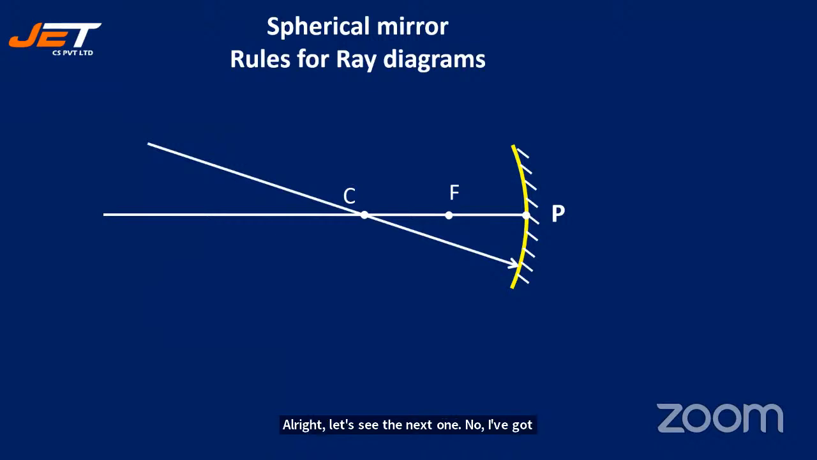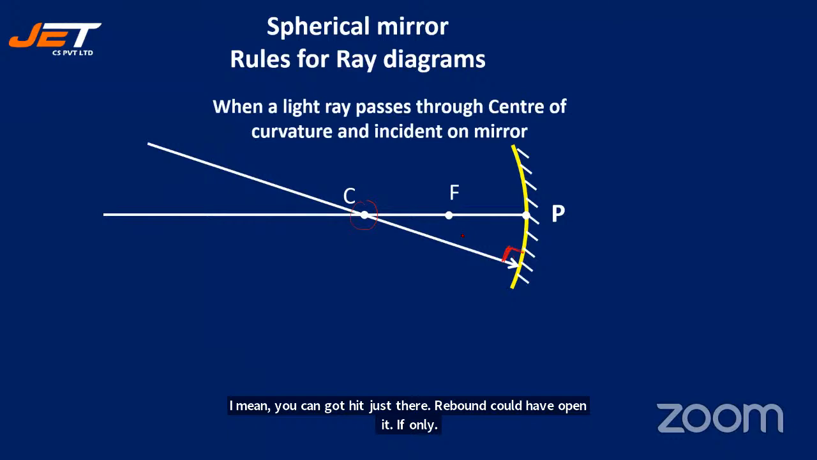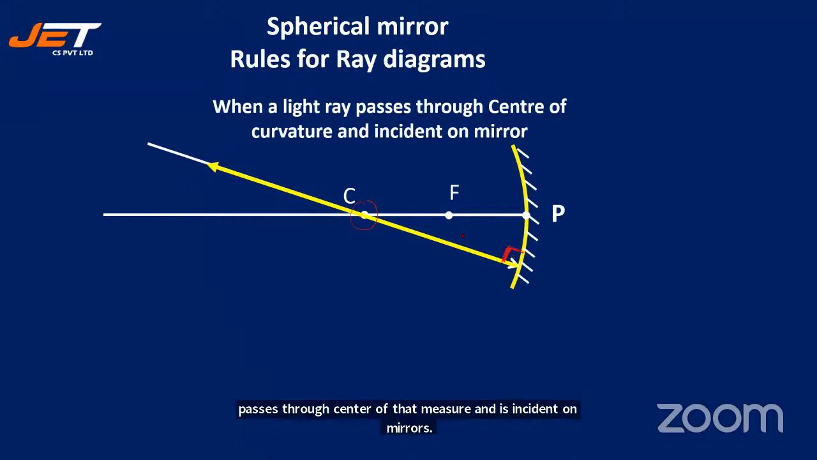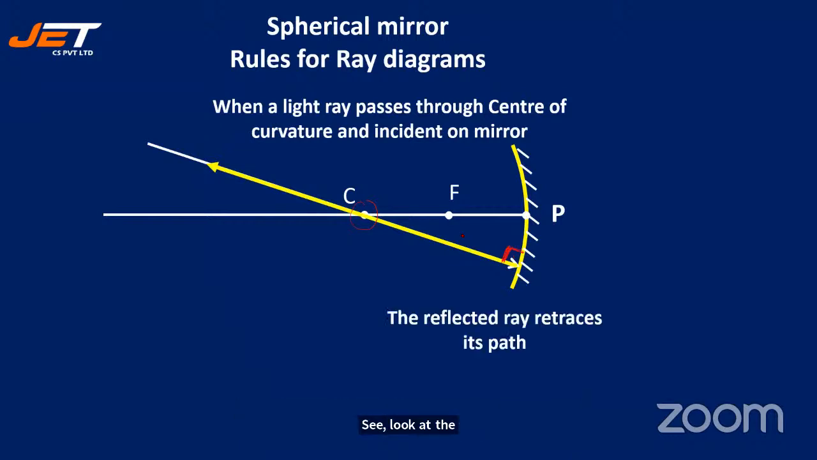Now I've got another ray passing through the center of curvature of the mirror. This ray passes through the center of curvature and hits the mirror. When it hits the mirror from the center of curvature, what will the angle be? It will be 90 degrees. That means this ray will hit the mirror perpendicularly. If it hits perpendicularly, it will rebound perpendicularly. If a ray hits a mirror perpendicularly, the reflected ray is also perpendicular. Let's see what happens when a light ray passes through the center of curvature and is incident on the mirror. See, look at the yellow ray in the diagram. The reflected ray retraces its path.